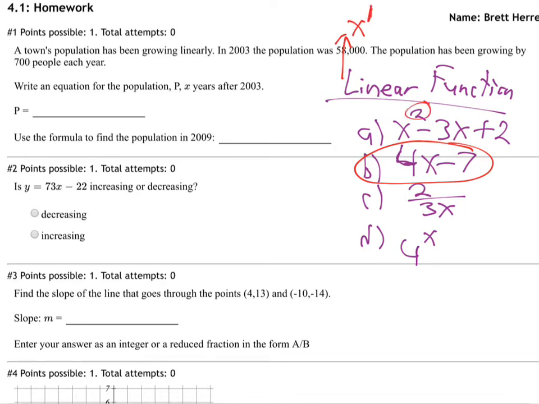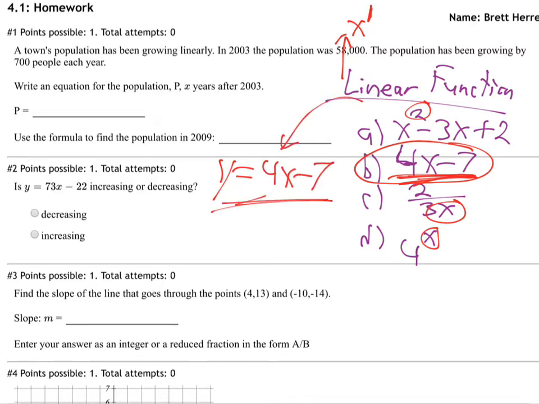Not x squared, not x in the denominator, not x in the power zone. Does that make sense? All those are no-nos. So we just mean just like regular x, not somewhere weird like the power zone or the denominator or anything like that. Just regular x. And not x squared, not x cubed, not higher powers. Just regular x. So y equals 4x minus 7 would be an example of a linear function.